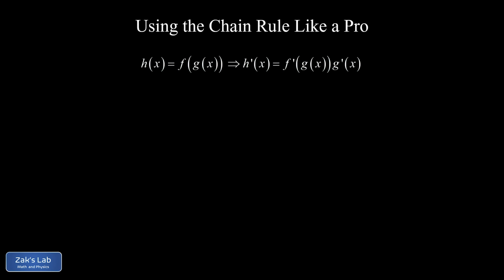Recall from the previous video that to compute the derivative of a function composition, we have to use the chain rule. So here's the statement of the chain rule. We can say we have a function composition h of x defined as f of g of x. And then the chain rule tells us the derivative of that is f prime evaluated at g of x, multiplied by g prime of x. And I'll post a link at the top to the video where that was first derived.